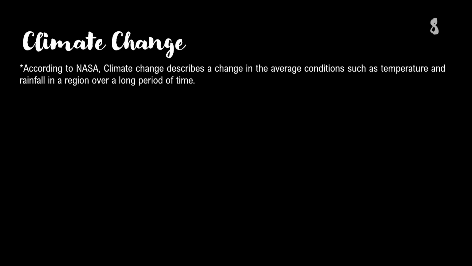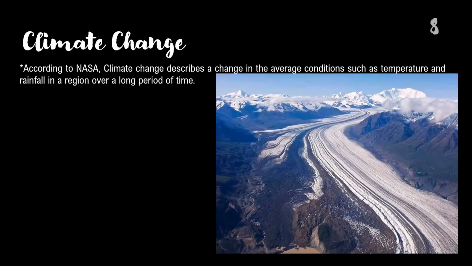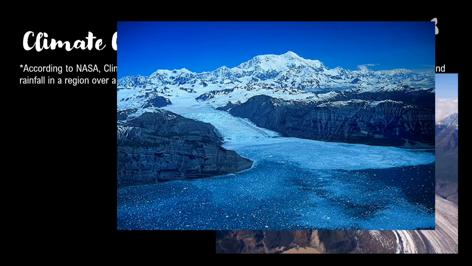According to NASA, climate change describes a change in the average conditions, such as temperature and rainfall, in a region over a long period of time. For example, 20,000 years ago much of the United States was covered in glaciers. In the US today, we have a warmer climate and fewer glaciers. Global climate change refers to the average long-term change over the entire Earth.